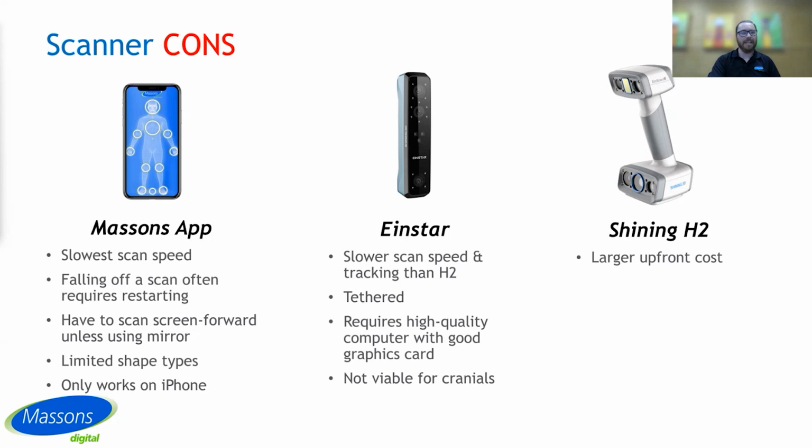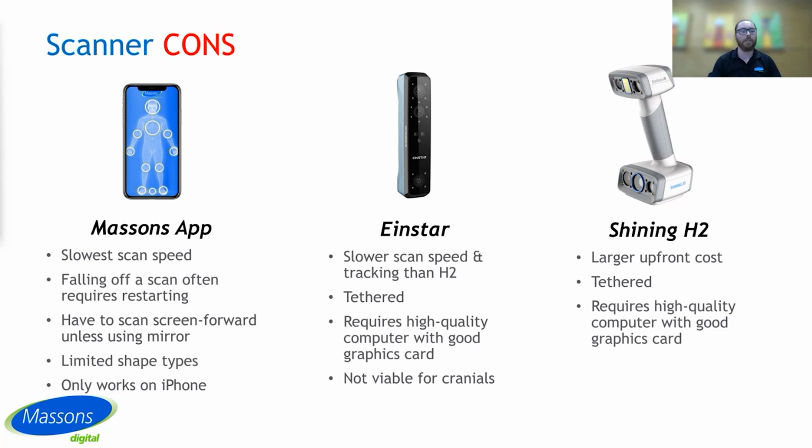The H2, moving on, it does have the largest upfront cost of the three. And so especially if you're working within a more limited budget, getting to white light can be considerably expensive. That being said, again, it is still about half the cost, if not less, than its equivalents on the market. Like the IronStar, it is also tethered, requiring a high quality computer with a good graphics card.